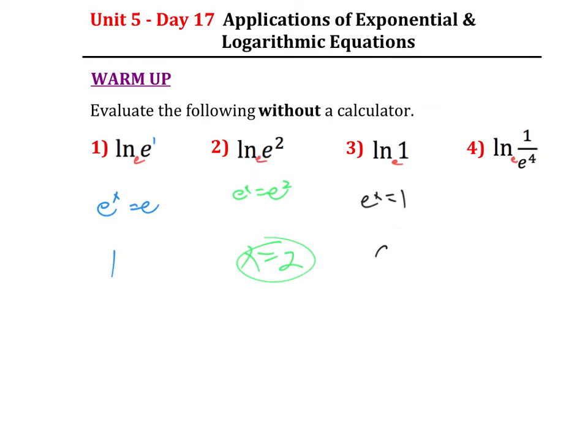Third problem here, e to what power is 1? Well, that has to be 0, because anything to the power of 0 is 1. Just like with logarithms, if your argument is 1, your solution is 0. And for this last one, I'm going to rewrite this as log base e of e to the negative fourth. Remember, if you ever have an exponent in the denominator, you can move it up. You just have to make it negative. Since my base and argument are the same, I can just steal the exponent value of negative 4.